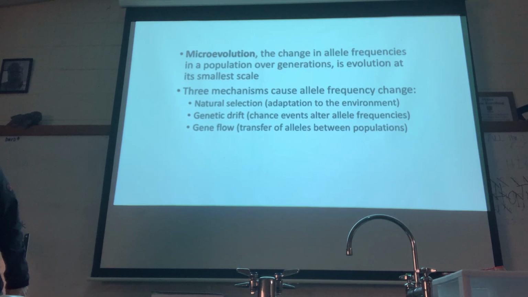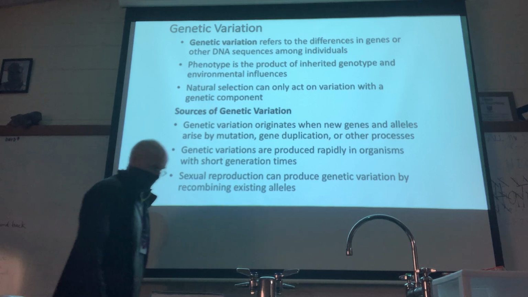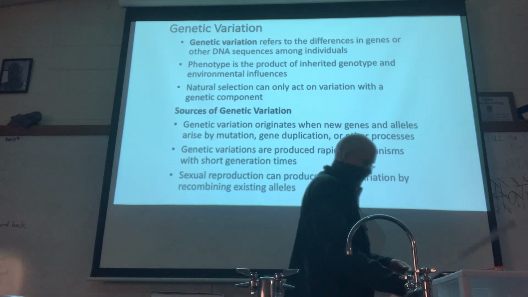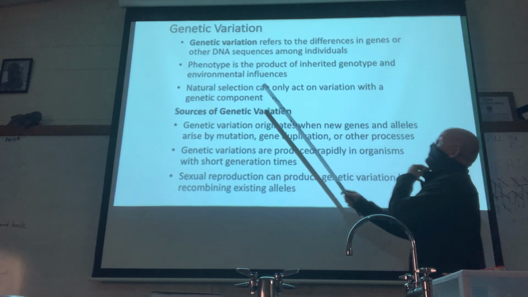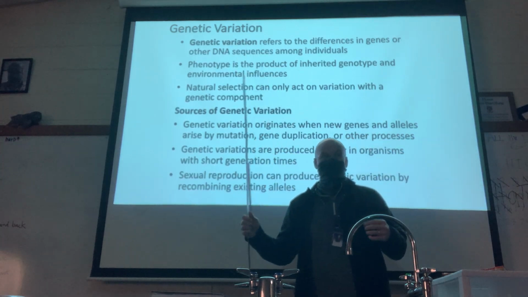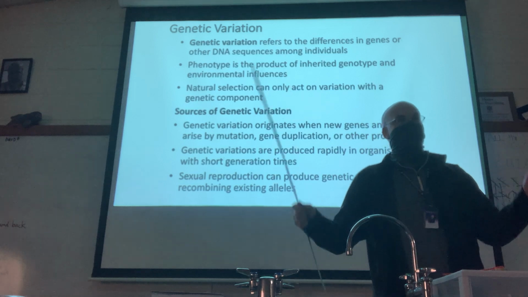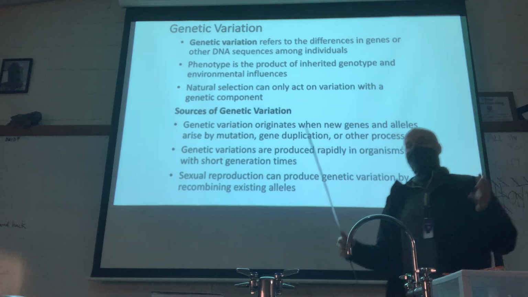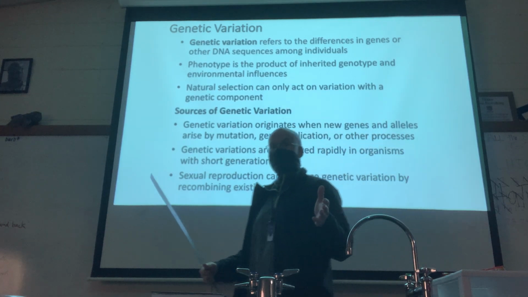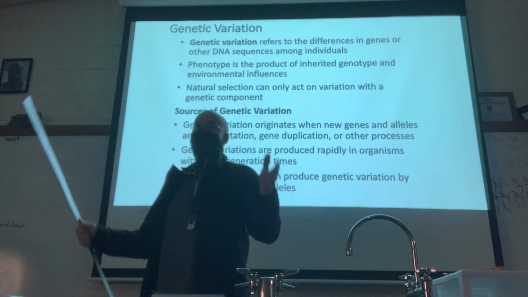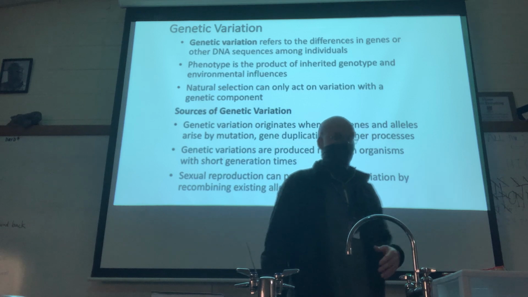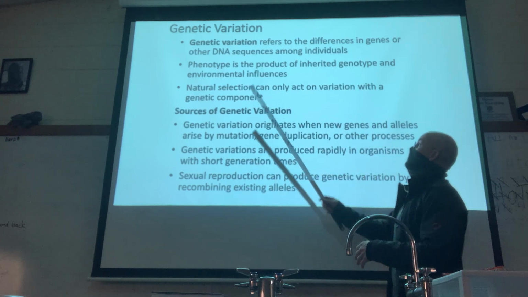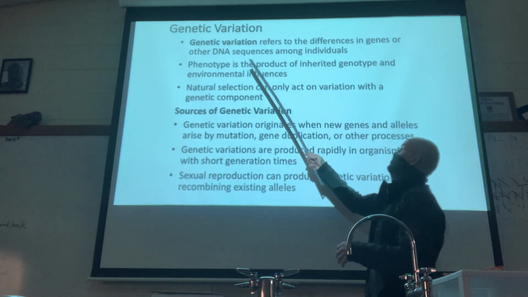So it's all about how common genes are. Okay? So that leads us to this concept of genetic variation. How much variety exists? How many different alleles might you have in a population for a specific trait? That is what we call genetic variation.